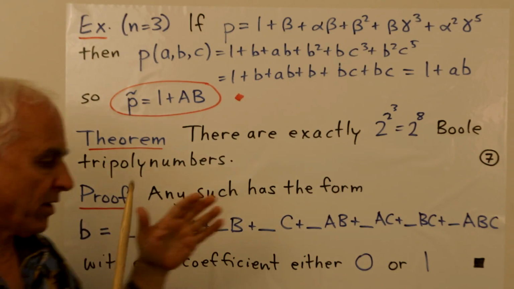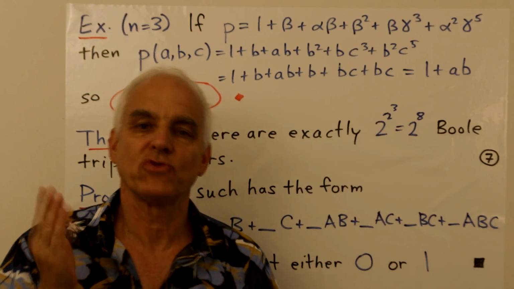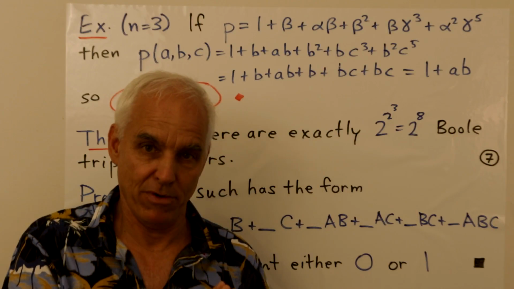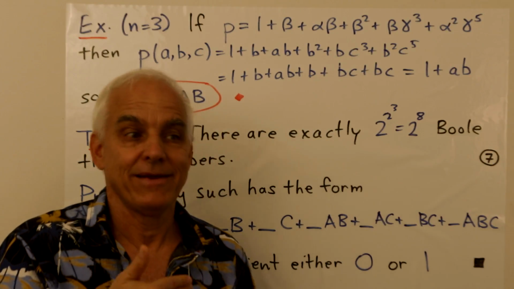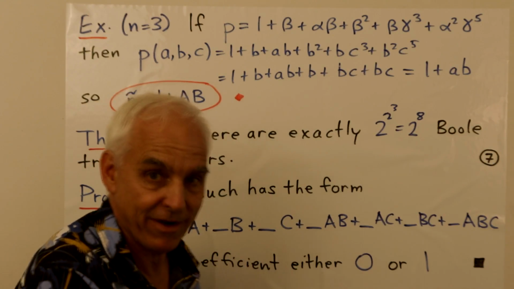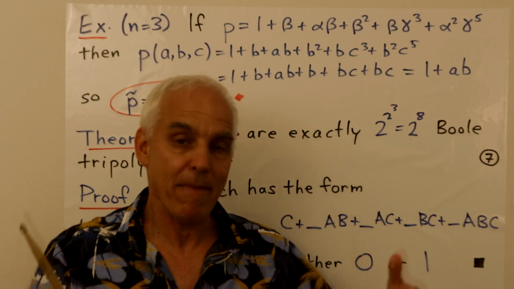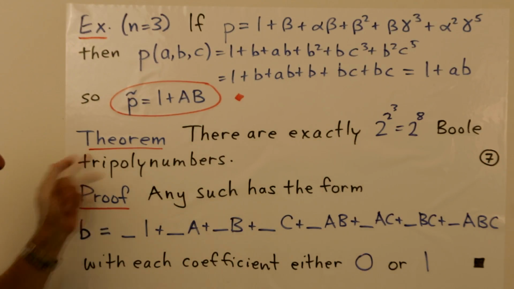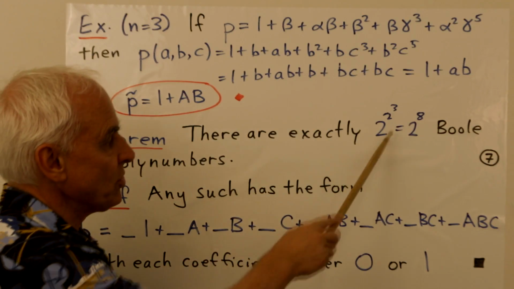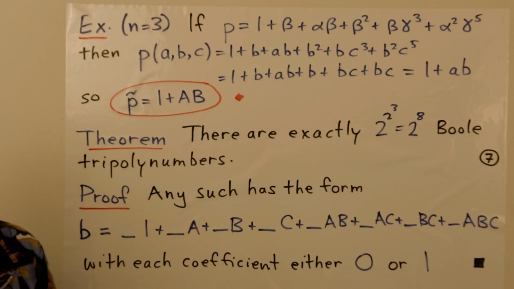Okay, so what we are saying, this theorem tells us that if we're interested in functions, we can restrict ourselves just to Boole polynumbers, because every polynumber as a function is effectively the same as a Boole polynumber as a function. Okay. Now, the Boole polynumbers are a manageable cohort because the sizes are constrained. So for example, here's the theorem that there are exactly 2 to the 2 to the 3, in other words 2 to the 8, Boole tri-polynumbers. Exactly 2 to the 8, that's 256.